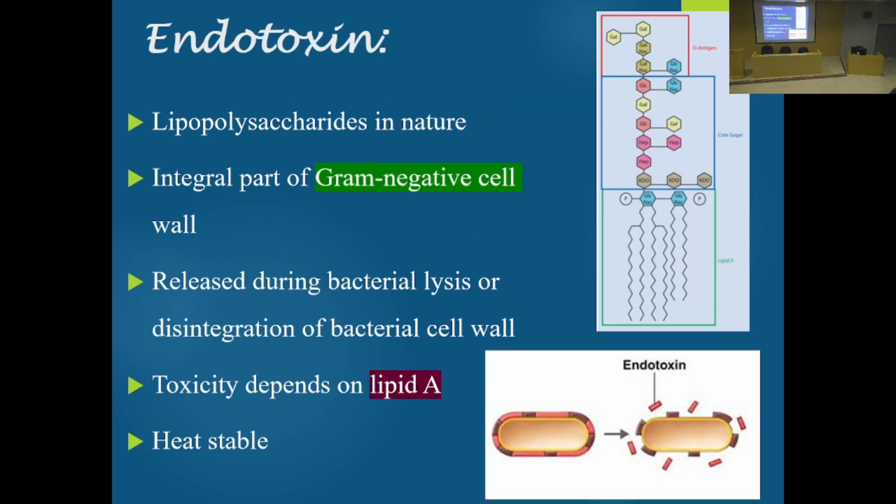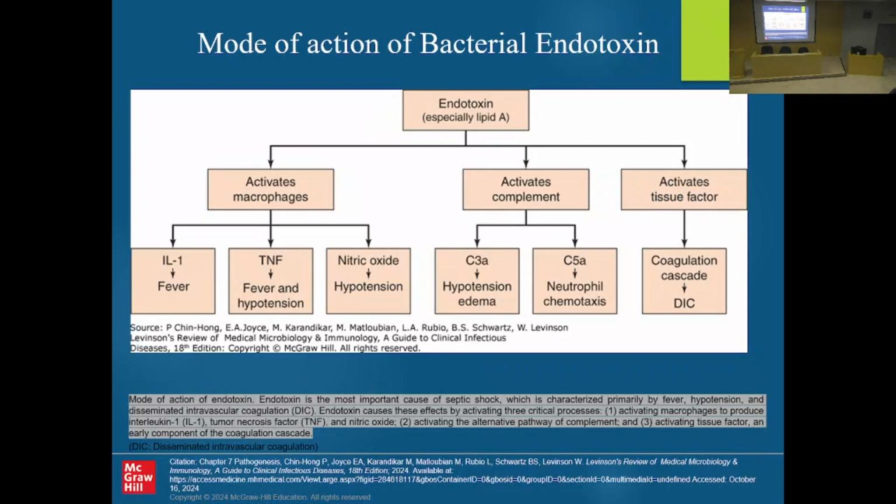Coming to endotoxin in detail, as I mentioned, they are lipopolysaccharides present in gram negative bacteria, and the most toxic component in that lipopolysaccharide is lipid A. Okay? And you can see here. Whenever there is cell lysis or when the bacteria breaks down, these endotoxins are released. Okay, so they are part of the bacteria and they are heat stable. So what are the functions of these endotoxins?